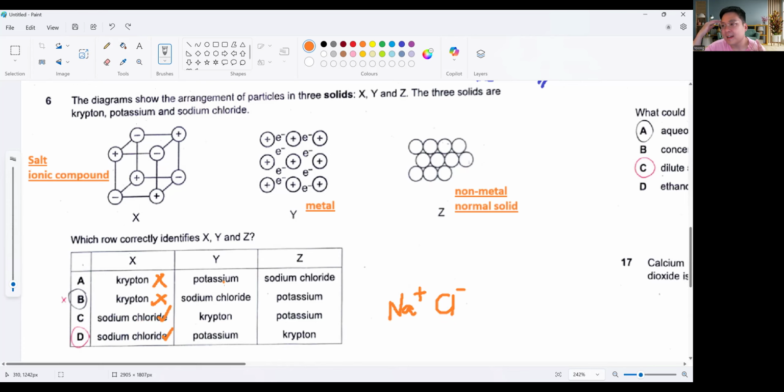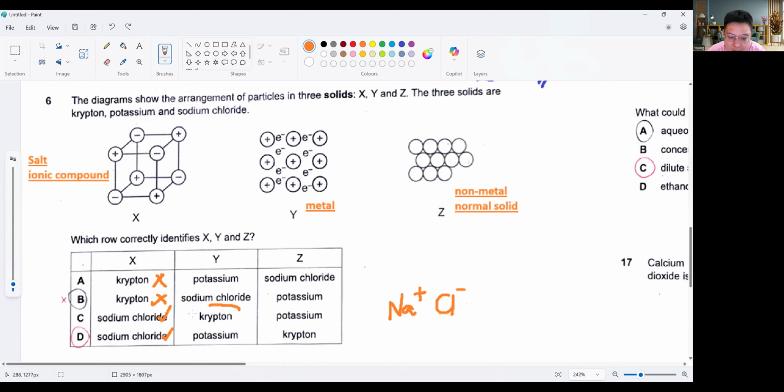Even if you don't know who is plus and who is minus, you should know that there must be both a positive and a negative. So when you see krypton here, it's only krypton. There is no minus. It's just a plus. Of course, that's wrong. Even if you had to guess, you should guess it.